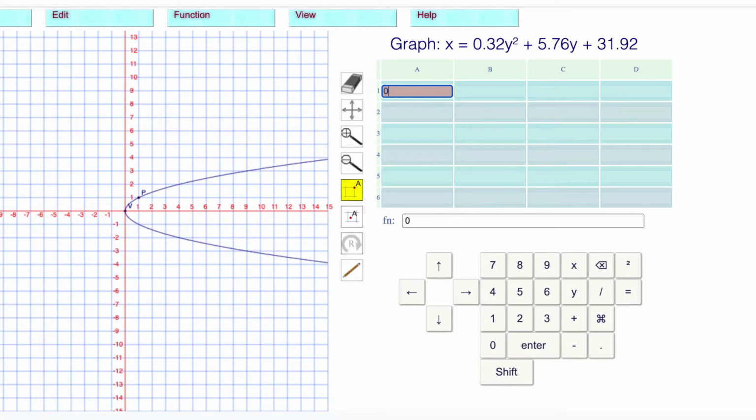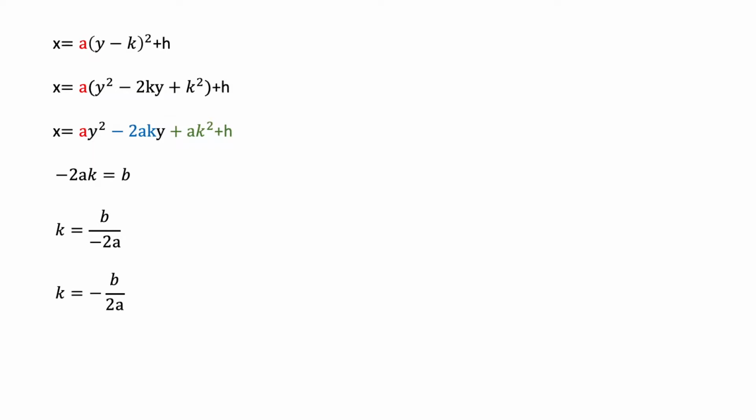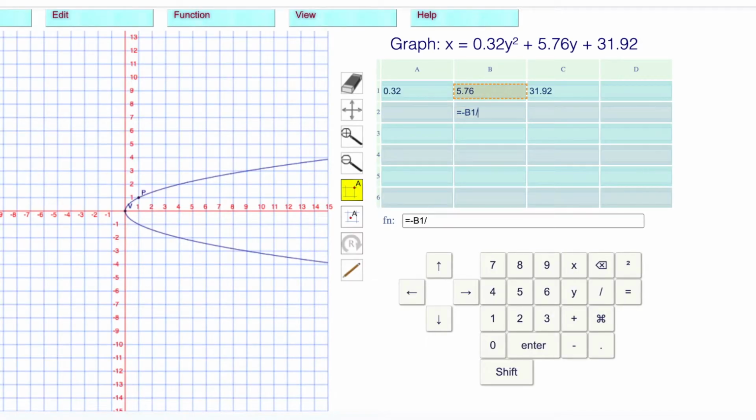A is 0.32, our b is 5.76, our c is 31.92. K is equal to negative b over 2a. Negative b divided by 2 divided by the a. That gives us negative 9.